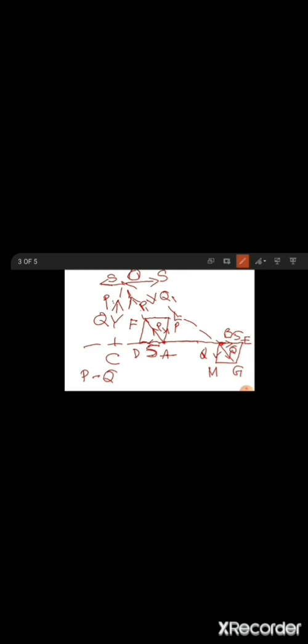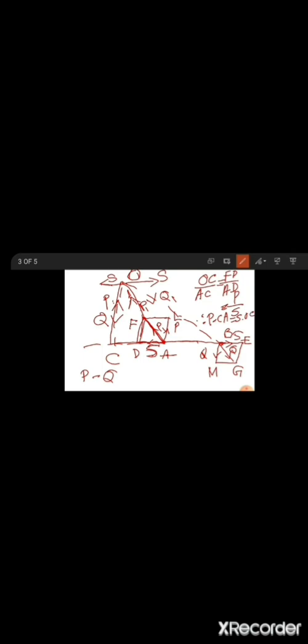We know that the two triangles OCA and FDA are similar by construction. So OC by AC equals FD by AD, that is equal to P by S. So P dot CA equals S dot OC.